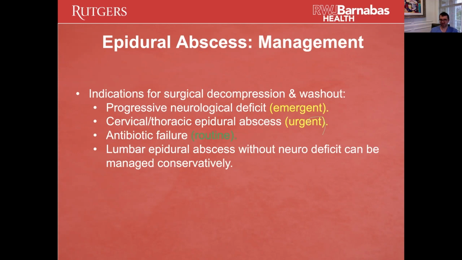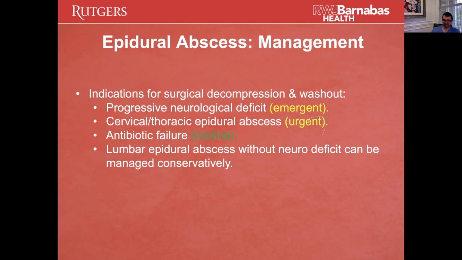One is a progressive neurological deficit. If you have that, the abscess needs to come out. That's an emergency. Doesn't matter where it is, what it looks like. If you have a progressive deficit, that's a surgical indication. Two is if the abscess is located in the cervical or thoracic region. That's an urgency, but not an emergency, because that involves the spinal cord, and that gives you that thrombophlebitis risk. That's less of a risk in the lumbar spine when you're not dealing with the spinal cord.